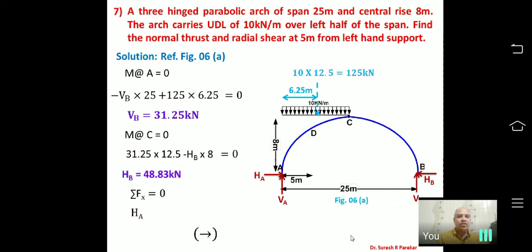Now we will go with summation Fx equal to 0. So we have Fx equal to 0 as HA minus HB and that is equal to 0 because we do not have any horizontal force on this. So we will get HA 48.83 kilonewton towards the right and we have HB that is 48.83 kilonewton towards the left. So we have values plus, so whatever direction we have shown in the diagram, these directions are correct.